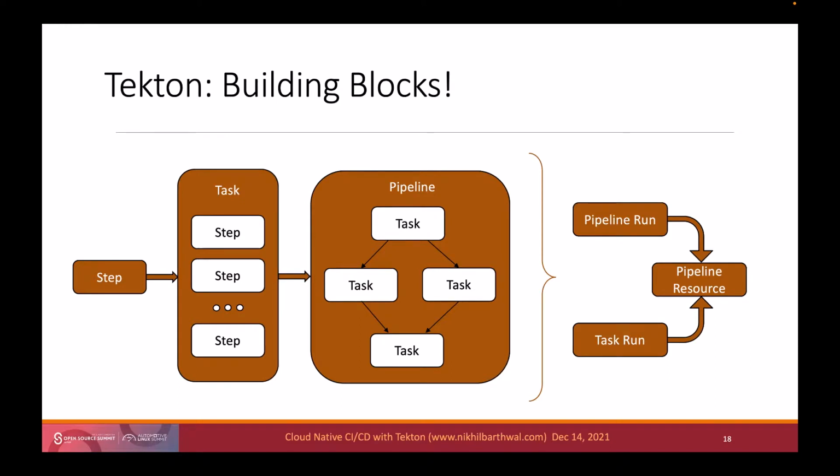And a pipeline is a directed acyclic graph, and then you have pipeline resources like source control on which you run them. You can run the pipeline or you can run the task. The task itself can be run standalone. It doesn't really need to be run as part of the pipeline. You can run it separately.